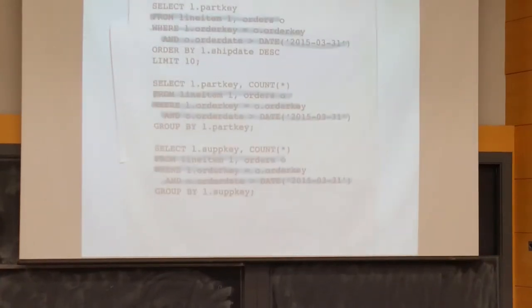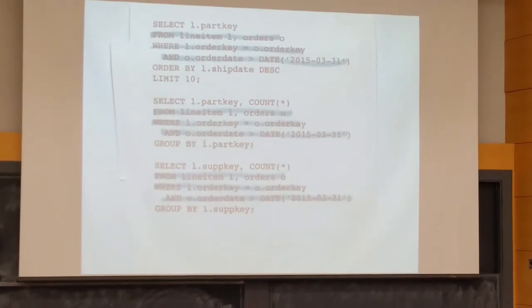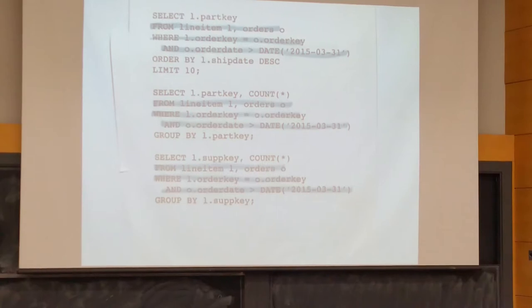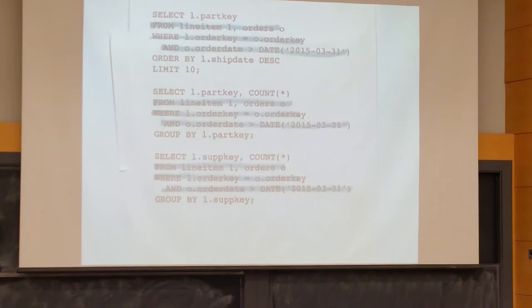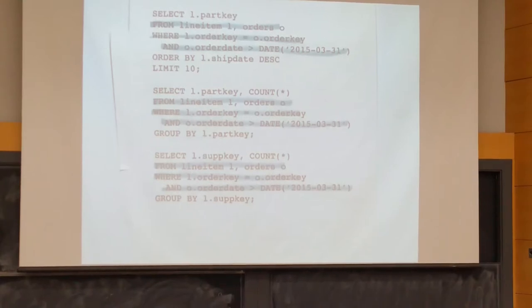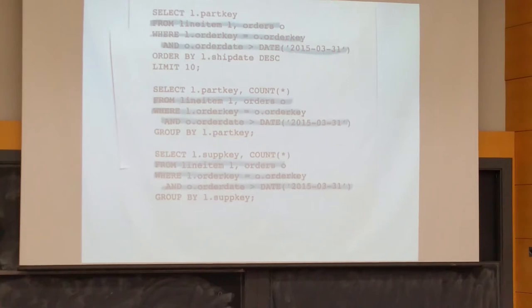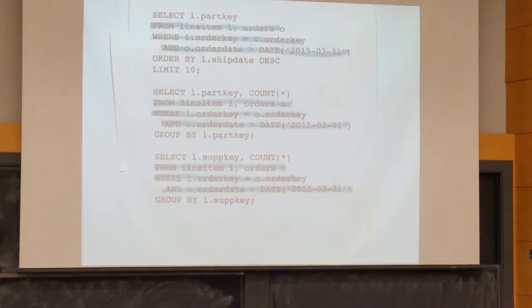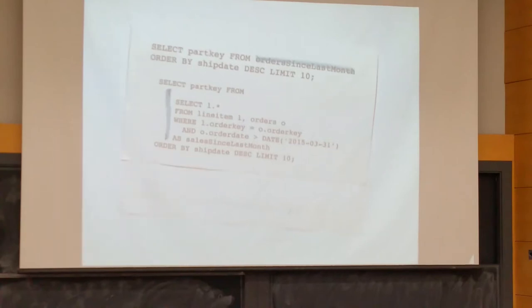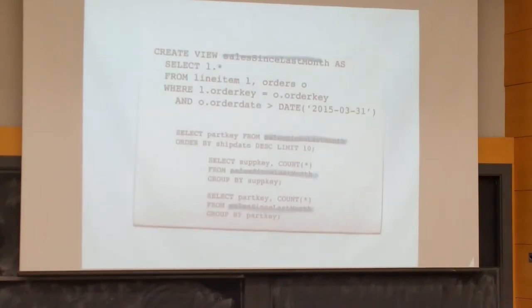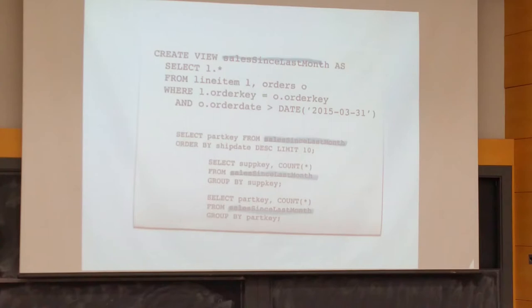So let's go back to the first set of queries. This particular set of queries all have the same pattern in them. They all have a join between line item and orders, and they're particularly interested in orders that occurred after March 31st, 2015. Now, if you have a particular pattern that's appearing over and over in your queries, and more importantly, if the DBA or the database administrator comes to you and says, here's a particular pattern that's going to occur over and over again in your queries, well, we can actually do something with that.